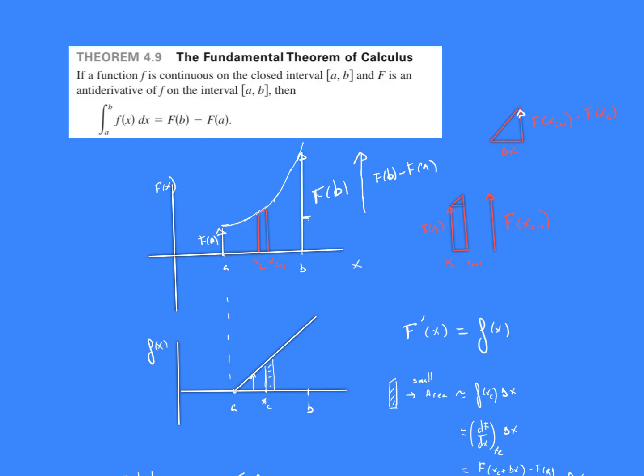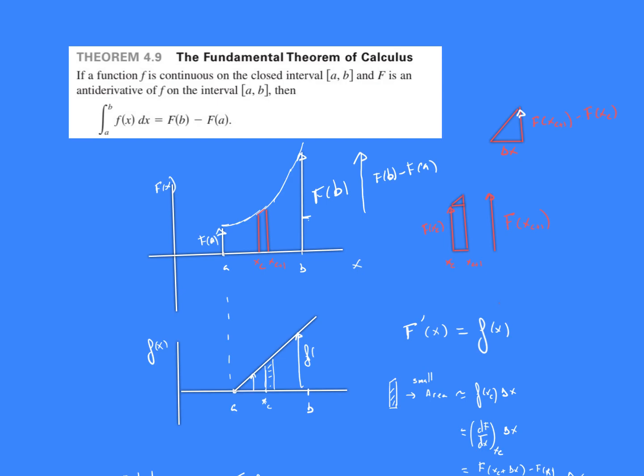As I'm moving to other x, the value of the slope grows, so it has to be something like this. The value of little f has to grow. Little f of x is the value of the slope of capital F.